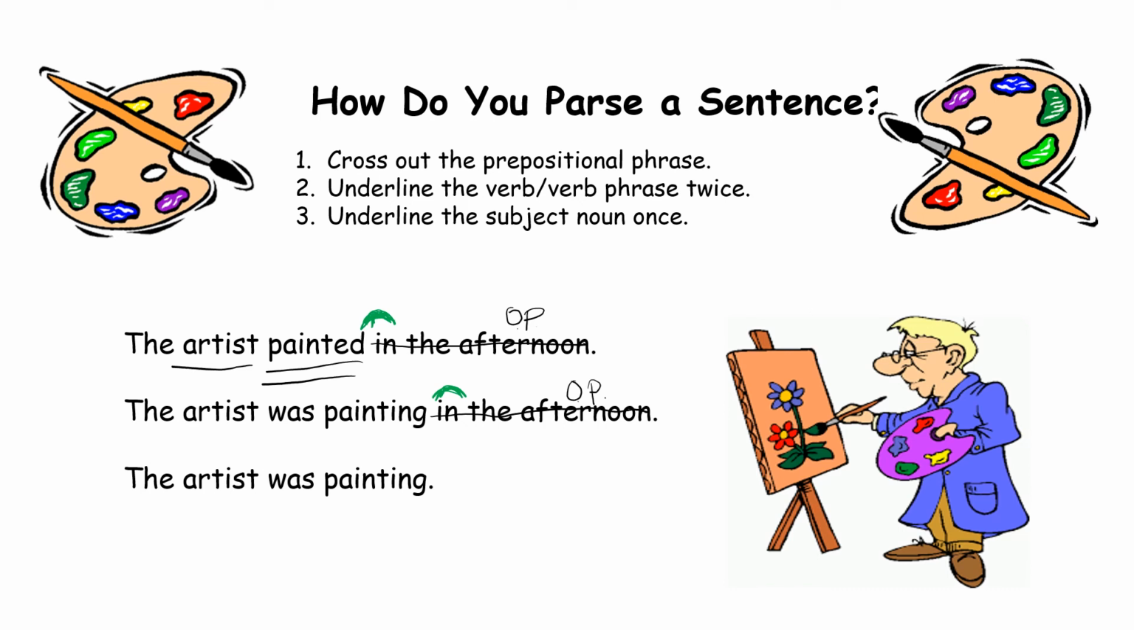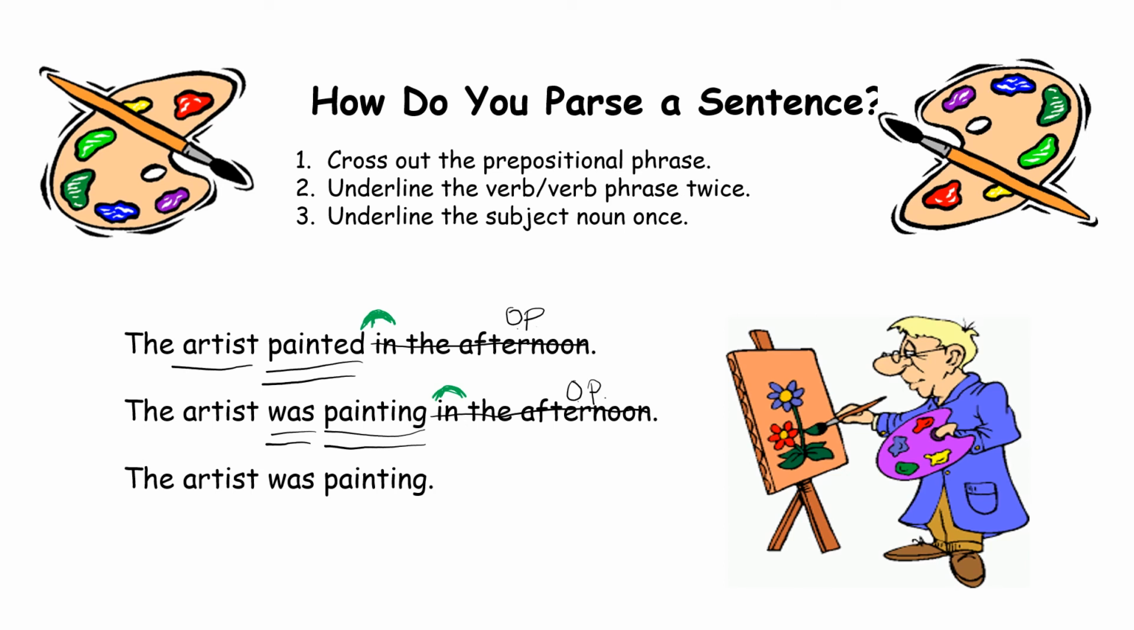Well, what do we do next? The first thing we do, remember, was find that prepositional phrase. That's how we parse. What do we do next? If you said find the verb or verb phrase, you're correct. We know that painting is our verb. But we also see this little word was here, and that's our helping verb. That little tiny word was helps that main verb painting. So we underline that one twice too.